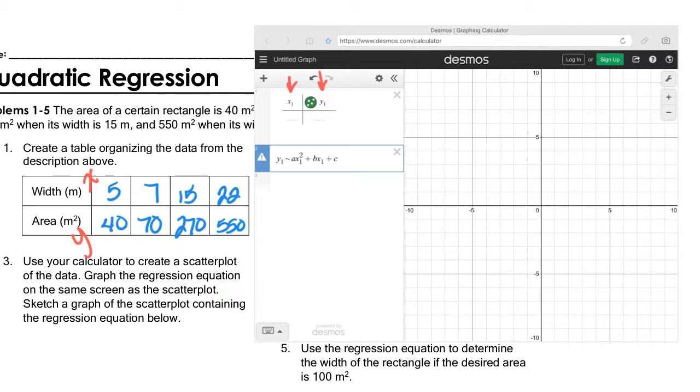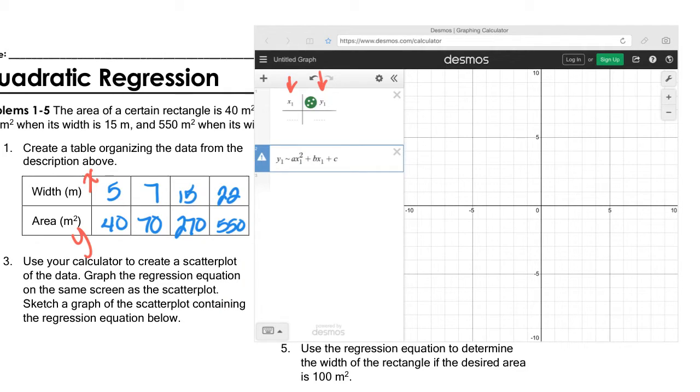So I'm going to fill in my table. So 5, 7, 15, and 22, and have a y value of 40, 70, 270, and 550 here.